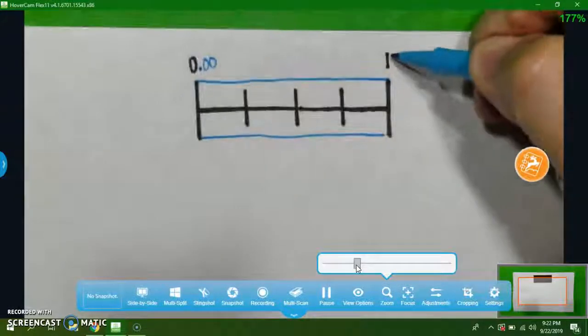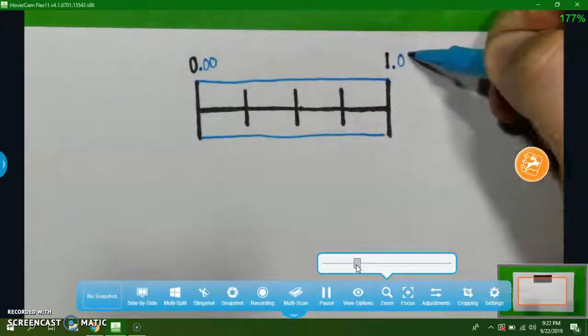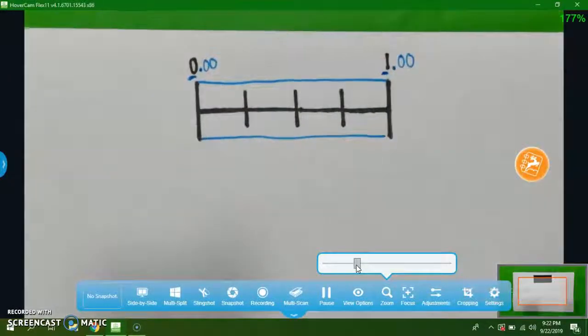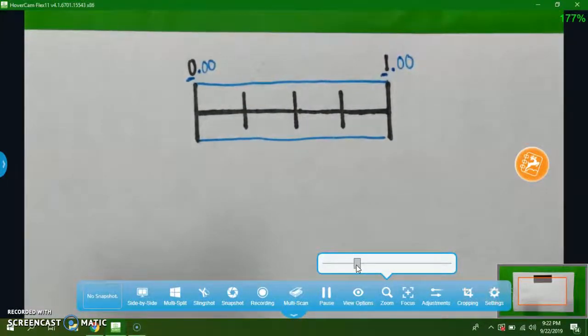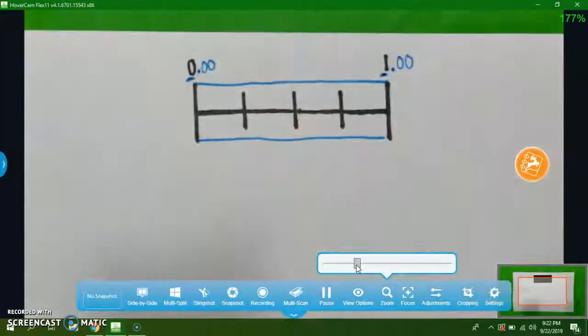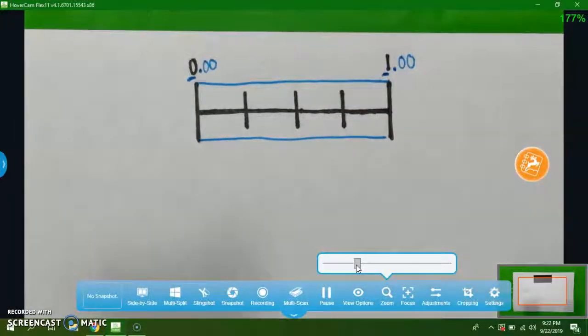$0.00, and this is like having one whole dollar, because we know our whole number always has to go on the left side of our decimal. And then our money amount is always 2 numbers or 2 digits past the decimal to the right. So now I've got this looking like money.